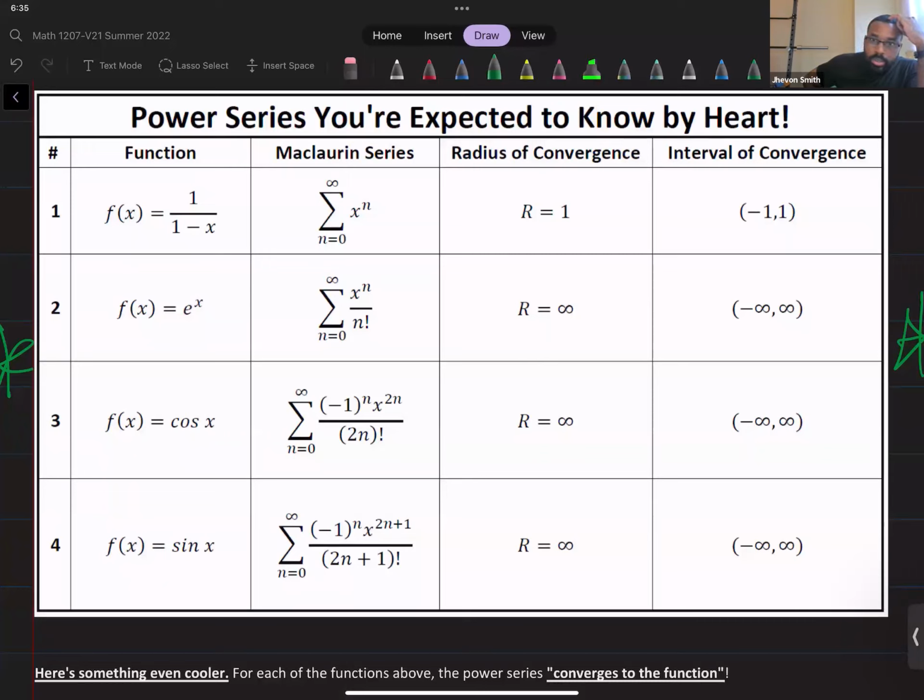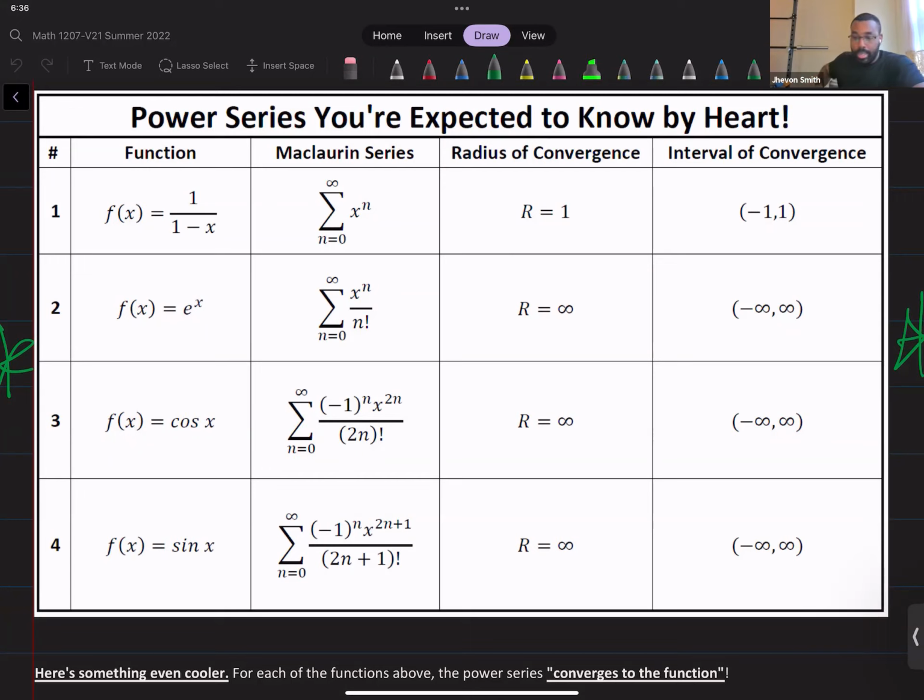e to the x, we just derived this, x to the n over n factorial. It had infinite radius of convergence, and it converged on the entire real line. This was true for cosine and sine, where the cosine is this expression and the sine function is this expression for the Maclaurin series. Now, you can see at the very bottom there, here's something even cooler. For each of the functions above, the power series actually converges to the function. Now, that is not something you can take right off the bat, but right now I'm just going to tell you ahead of time that this is true. This is something we're going to discuss later on in general, but it's not automatically true that the power series will converge to the function. But in this case, it is true.